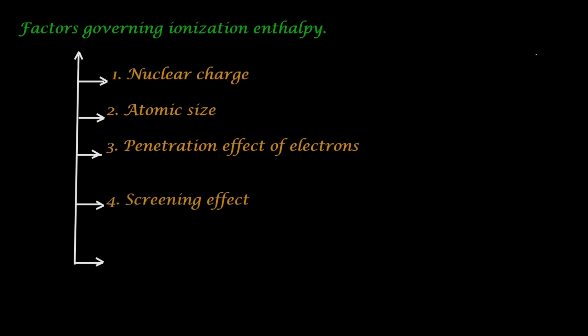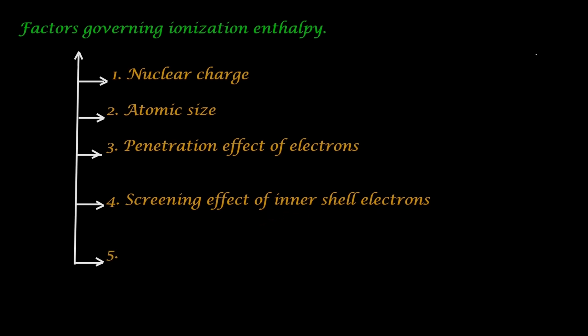Fourth one, screening effect of inner shell electrons. You are already familiar with this term. In multi-electron atoms, the inner electrons will have repulsive effect on the outermost shell electrons, and due to this, the nuclear effect on the outermost electrons will be much reduced. This is known as screening effect of inner shell electrons. The screening effect of inner shell electrons also decide the ionization enthalpy.